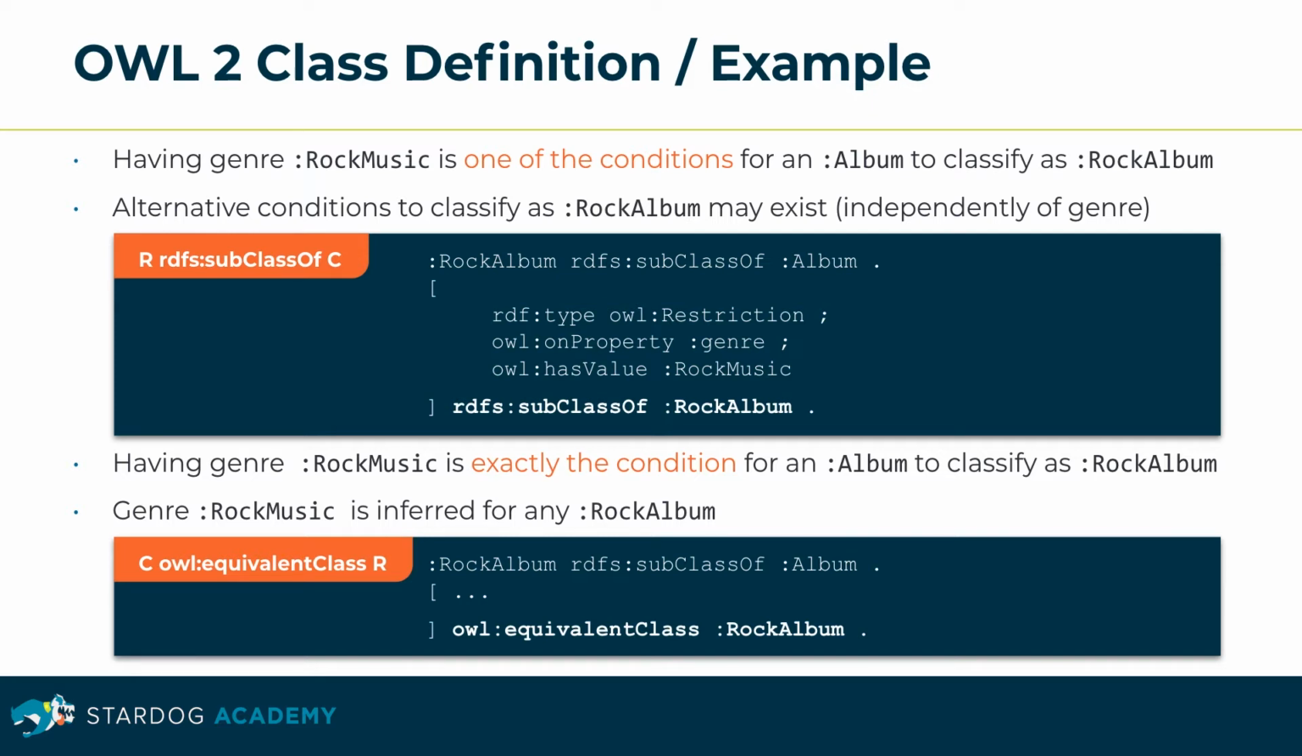In the former, the class expression extends the name class to state one possible condition for an album to classify it as a rock album when it happens to have a genre of rock music. Alternative conditions may exist to classify an album as a rock album independently of genre. The latter states that the condition of having the genre of rock music is exactly the condition for an album to classify it as rock album. Equivalent classes may be used interchangeably. The genre rock music would be inferred for any instance of the class rock album.